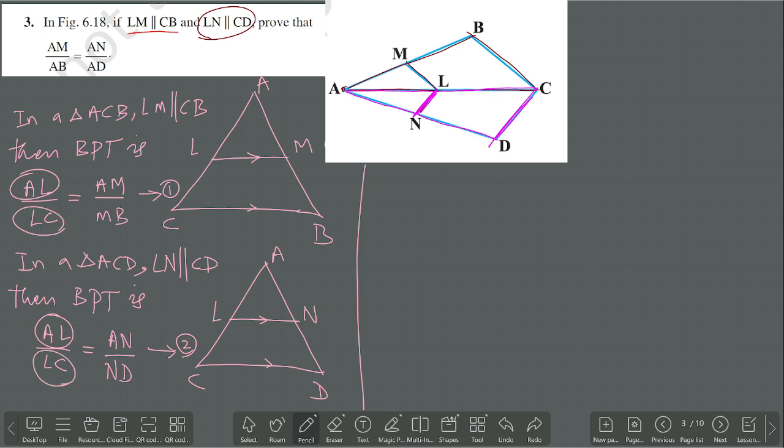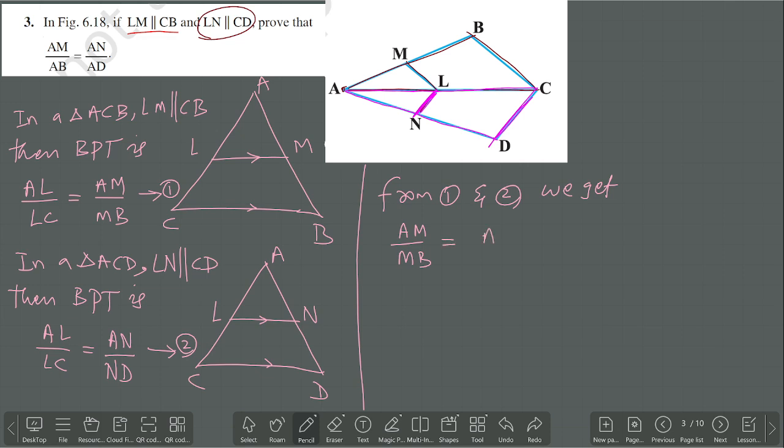Then if the left hand side is same from 1 and 2, what is same? The right hand side is also same. Have you noticed it? Then from 1 and 2, we get the right hand sides are equal. That is, AM divided by MB equals AN divided by ND.